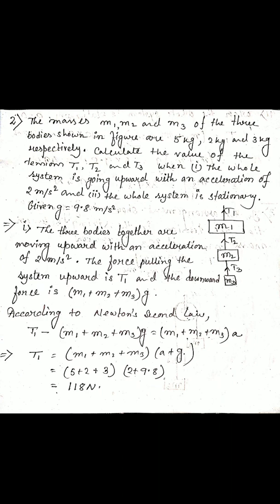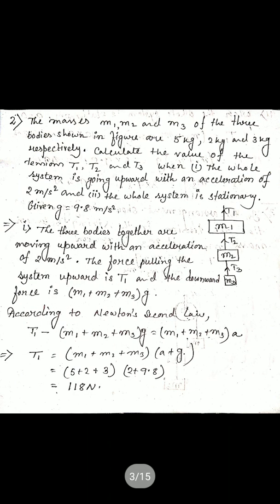Now for T2, the system consists of two masses only, m2 and m3, not m1. T1 includes three masses, m1, m2 and m3, but when we calculate T2, only m2 and m3. That means T2 is the upward force that pulls the two bodies of masses m2 and m3. In that case the upward pulling force is T2, and the downward force is (m2 plus m3) into g. So similarly, we can write T2 equals (m2 plus m3) into (a plus g).